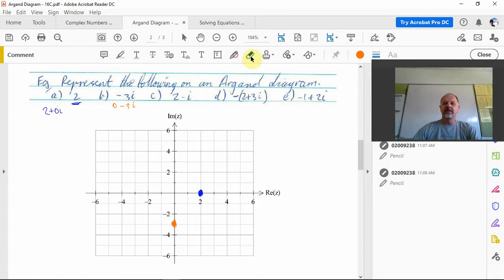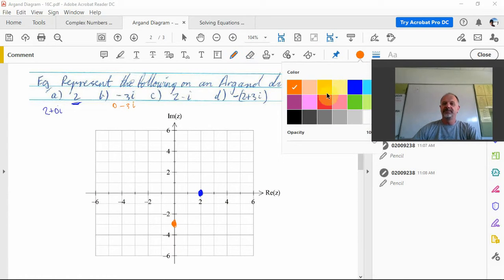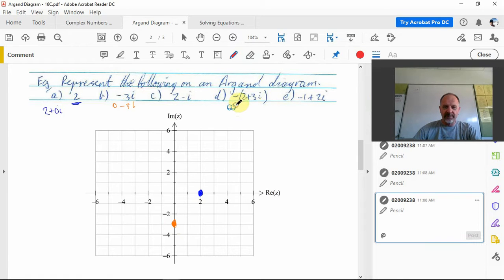Then the next one is interesting. We've got the negative of 2 plus 3i. If you expand that bracket, it's negative 2 minus 3i. So negative 2 in the real direction and negative 3 in the imaginary direction brings us down to here.